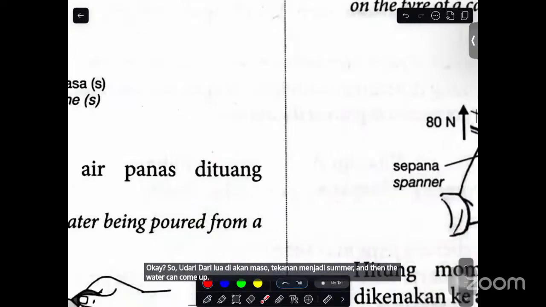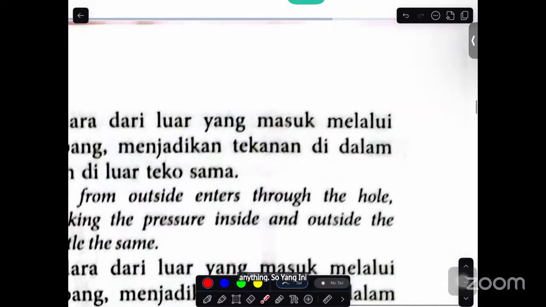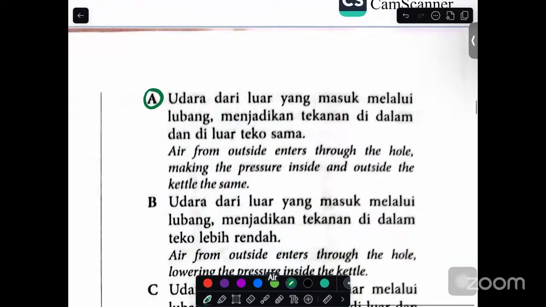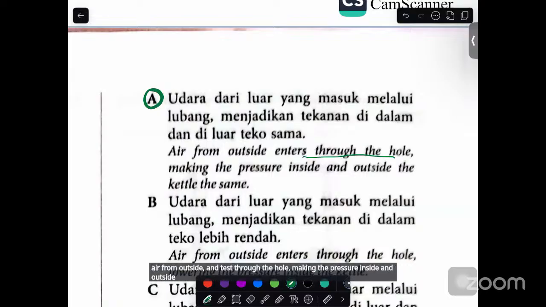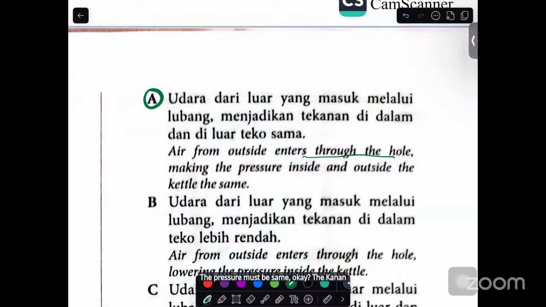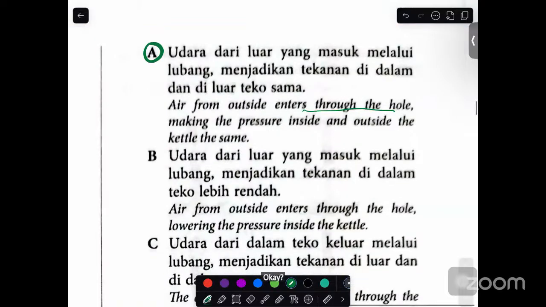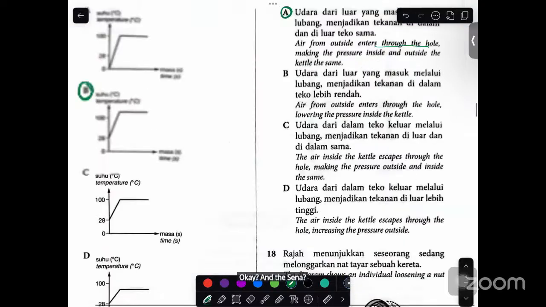Understand? So yang ini adalah A. The answer is A. Air from outside enters through the hole, making the pressure inside and outside the same. The pressure must be same. Okay, tekanan mesti kena sama, then only air will keluar from the teko. Okay? Understand ah? Boleh ah?